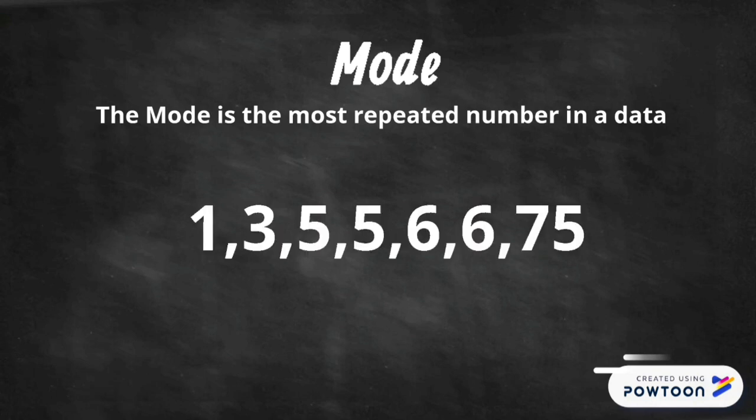In this data, 1 is repeated once, 3 is repeated once, 5 is repeated twice, 6 is repeated twice too, and 75 is repeated once. This means that 5 and 6 are the mode.